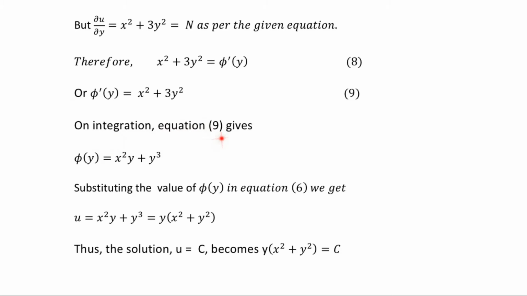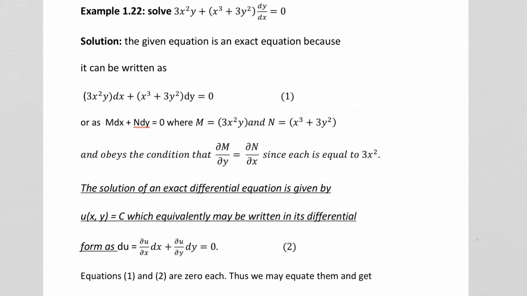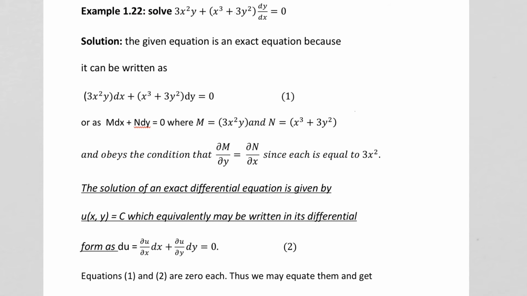On integration, equation 9 gives phi of y is equal to x squared y plus y cubed. Substituting the value of phi y in equation 6, we get u value as this. Thus the solution u is equal to c becomes y into x squared plus y squared is equal to c. Now we will take up the next example, 22. Example 22. Solve this equation.